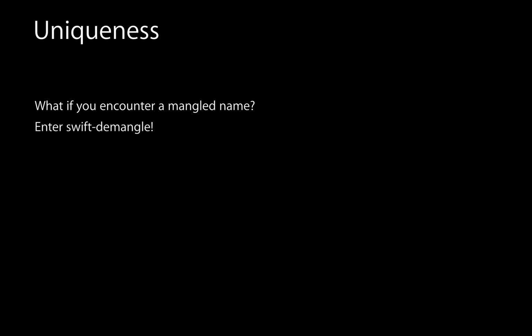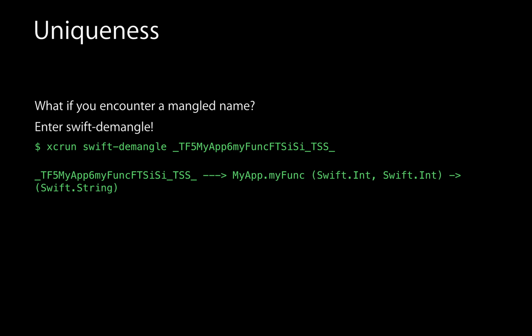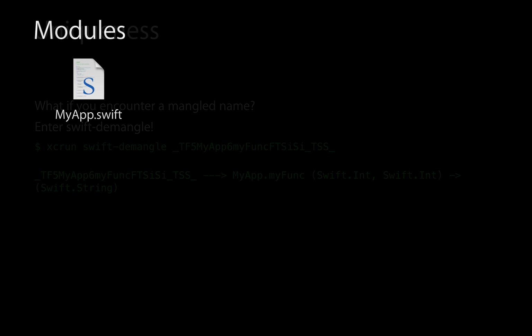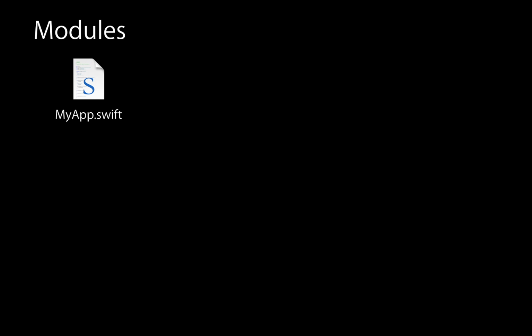Swift demangle is a little tool that ships with Xcode that lets you pass as input on the command line one or more Swift mangled names, and it magically provides you the demangled version. So fear no more encounters with mangled names in dark alleys. This is the magic of modules. This is the magic of modules in the context of name uniqueness, of avoiding clashes.